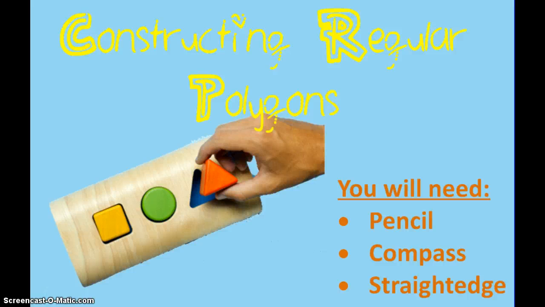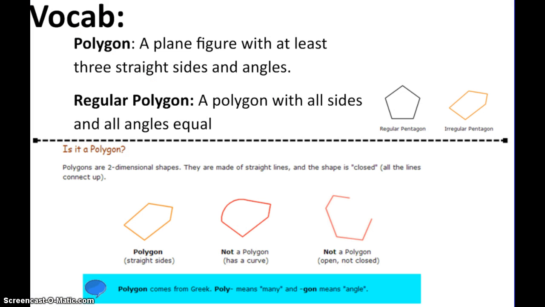We are going to be constructing regular polygons inside of circles. You need to have out in front of you your pencil, compass, and a straight edge. If you don't have something like that, go ahead and get them out. You need to pause the video until you have those items. Alright, so some vocabulary terms before we get started.